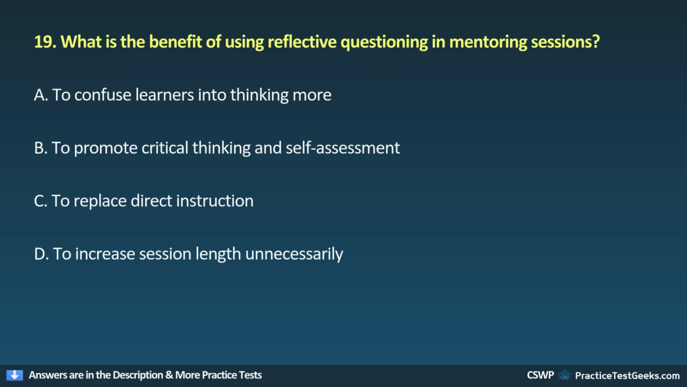19. What is the benefit of using reflective questioning in mentoring sessions? A. To confuse learners into thinking more. B. To promote critical thinking and self-assessment. C. To replace direct instruction. D. To increase session length unnecessarily.